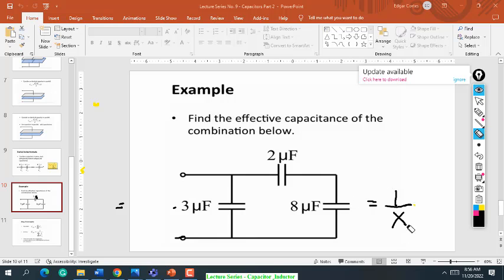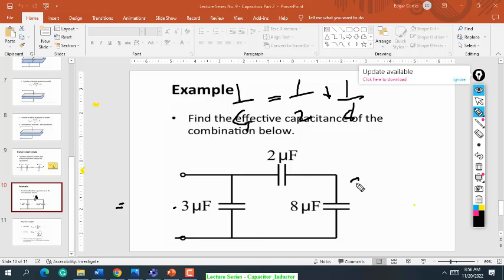So, going back to the formula, 1 over C total equals 1 over C1, which is 1 over 2, plus 1 over 8. So how do you do it? What you do is type 2 on your calculator, then press x to the negative 1. Negative 1. Plus. Type 8.